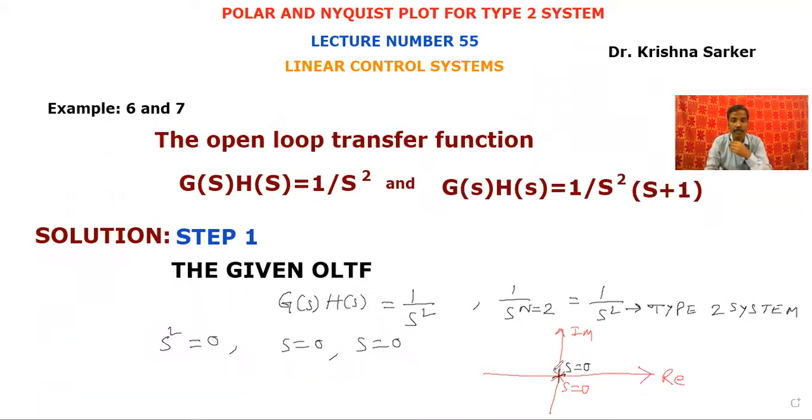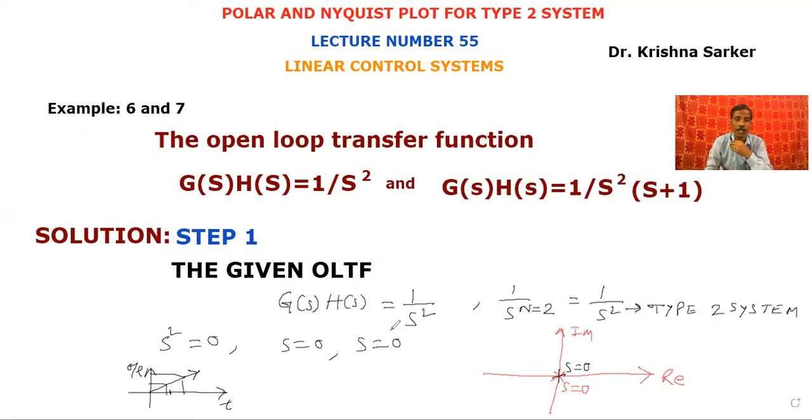So this system is unstable because of the multiple poles at origin, and actually 1 by s square means ramp function. What is the ramp function? This is the ramp function, and in this direction time, and this is the output. If t increases, the output also increases. At t infinity, output infinity. This is not stable. So this is unstable system.